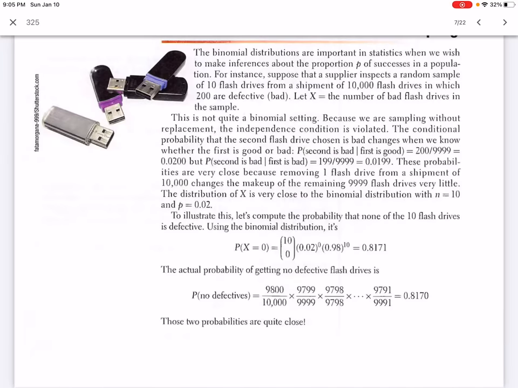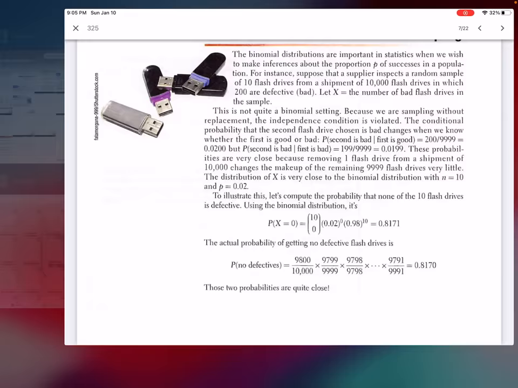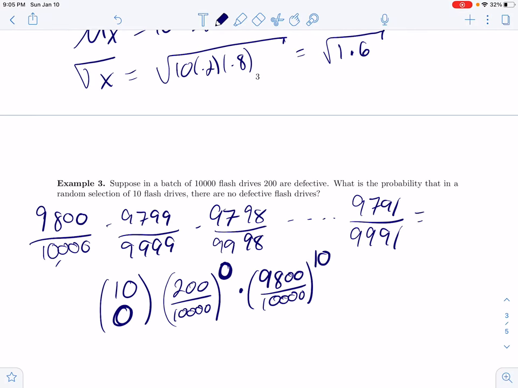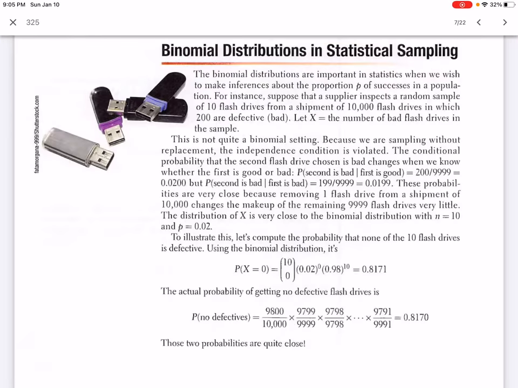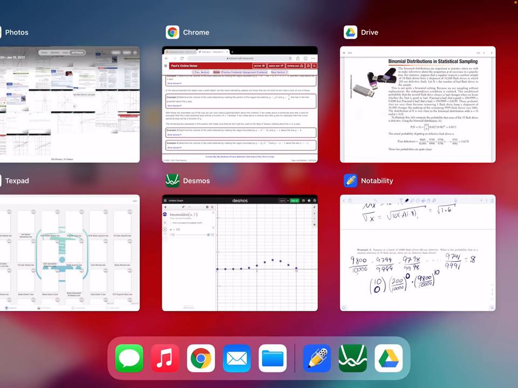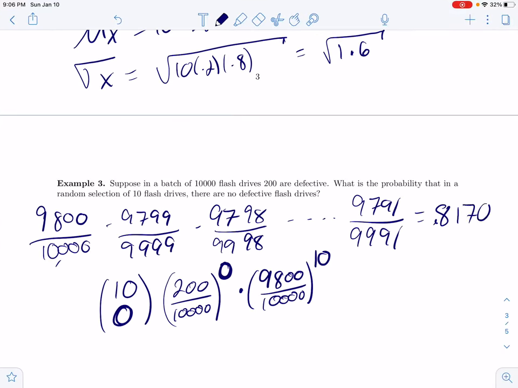This is 0.8171, this is 0.8170, this is 0.8171. So these are pretty close, right? They're off by 1/10,000th. These are pretty close. They're off by 1/10,000th.